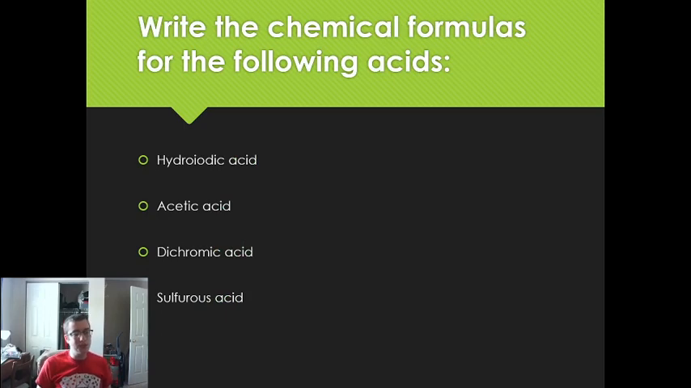So go ahead and work backwards. Based on the name, figure out the formula. And again, remember, acids are ionic, so you are going to have to crisscross every single time. So go ahead and pause, and then hit play when you're done, or if you get stuck.